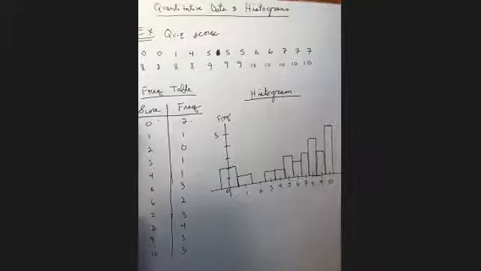So again, histograms and bar charts are very much similar to one another, but one is for qualitative data and one is for quantitative data. One has space between the bars, one has no space between the bars. But otherwise, the analysis is pretty much the same.